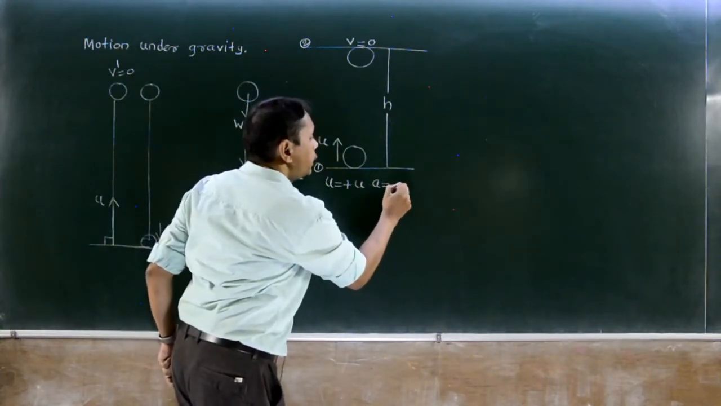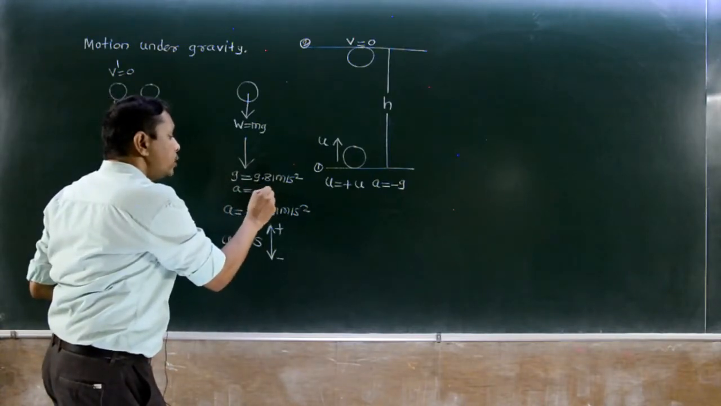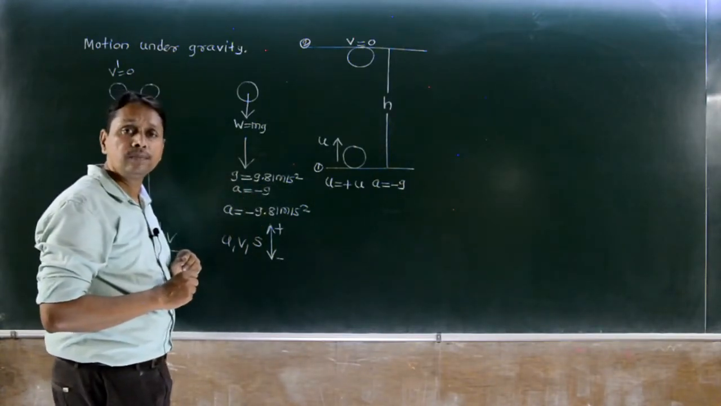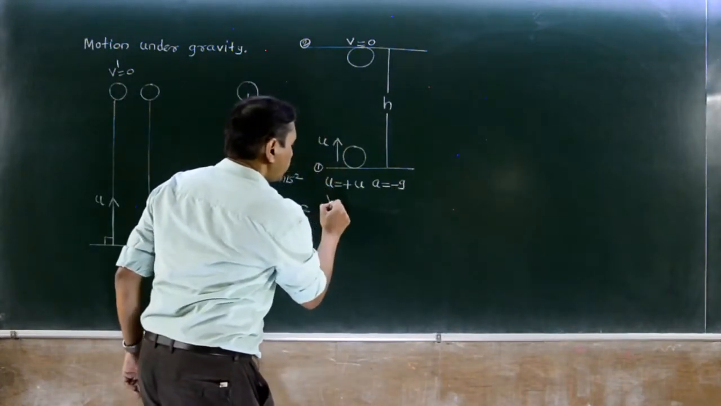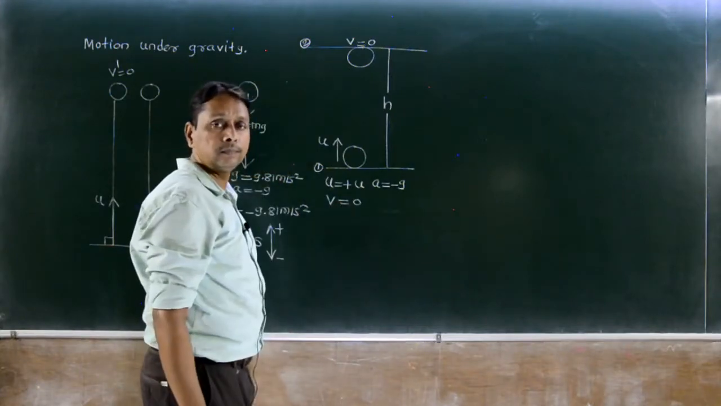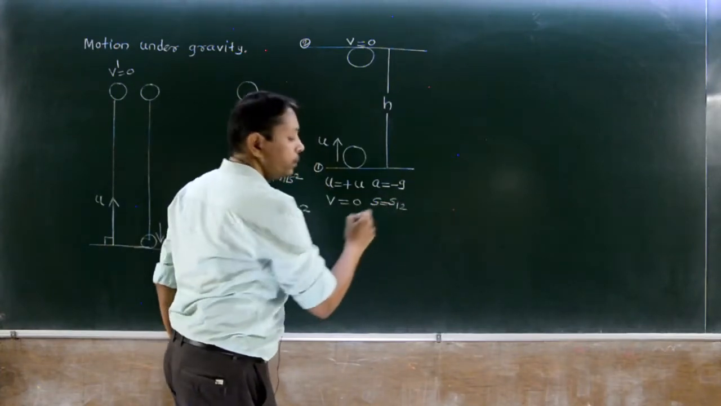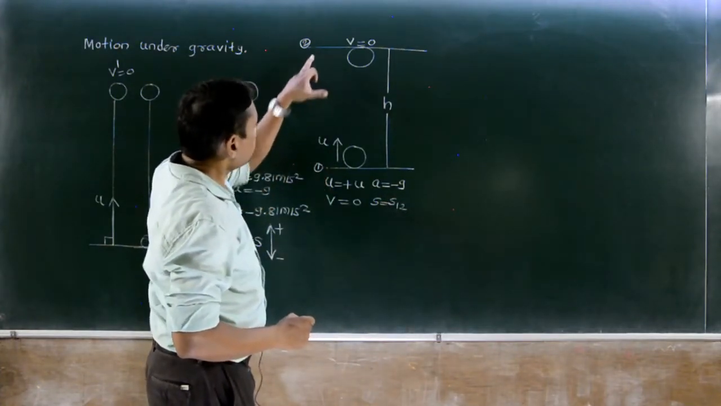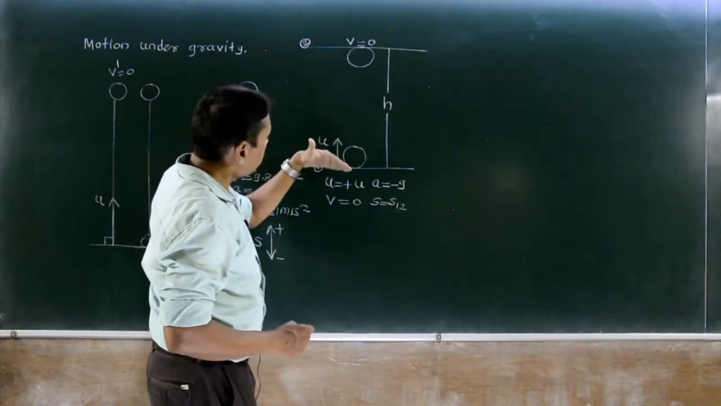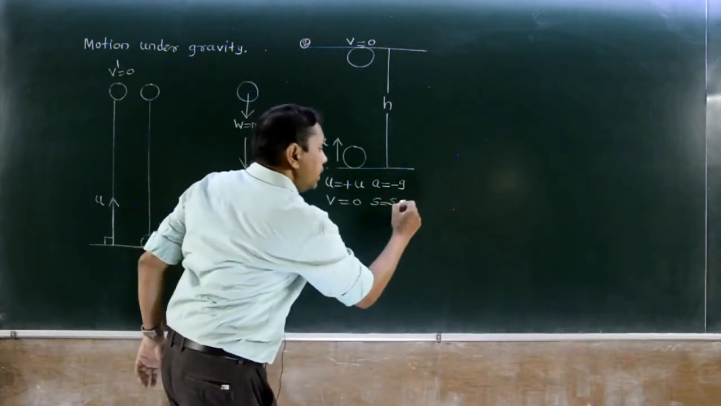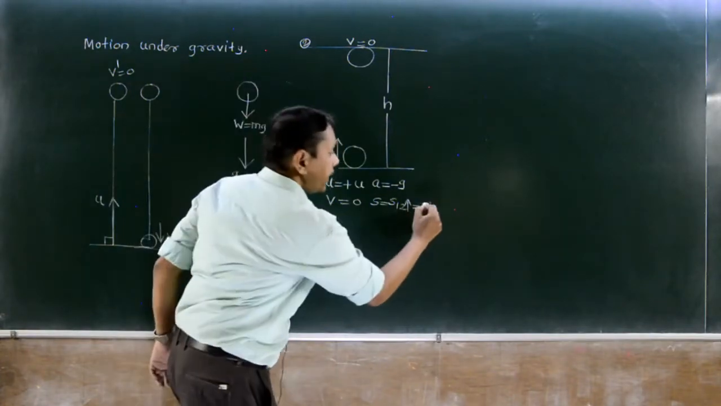Acceleration is always negative. I clear the sign convention: downward is taken as negative, so whenever we derive an expression we take acceleration as minus g. Is it clear? Final velocity is 0, and the displacement from 1 to 2 is measured upward from starting point 1 to end point 2. Is it measured upward? Yes. Therefore, it is taken as plus h.